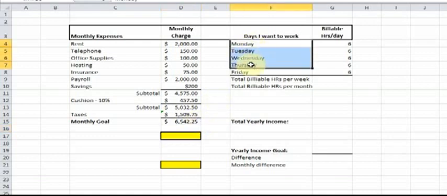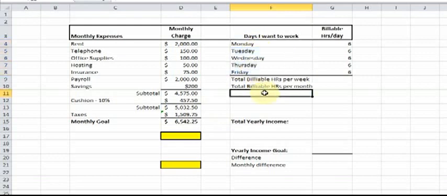Now we move up here to the days that I want to work. I only want to work Monday through Friday. Weekends to myself. It could be a different circumstance for you. You could be working 7 days a week. Who knows? Hopefully not. Now your billable hours per day are going to be the amount that you can actually bill your client for. You want to try to figure out an average.